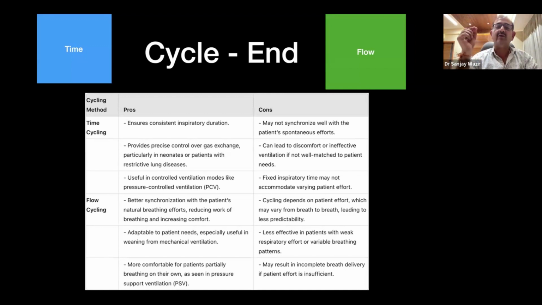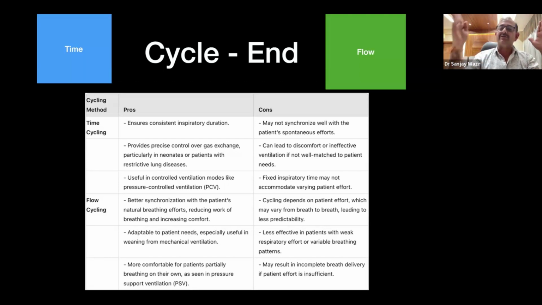So you may see, okay, cycling can happen when the flow drops to a particular level set by the doctor. So if I say I need to stop flow at 15% of the peak flow, suppose the flow for any length of time was 1 liter, and again a hypothetical not related to baby, for explanation purposes, 1 liter, and the flow drops to 0.15 liter, then the ventilator must stop even if it is giving the breath.